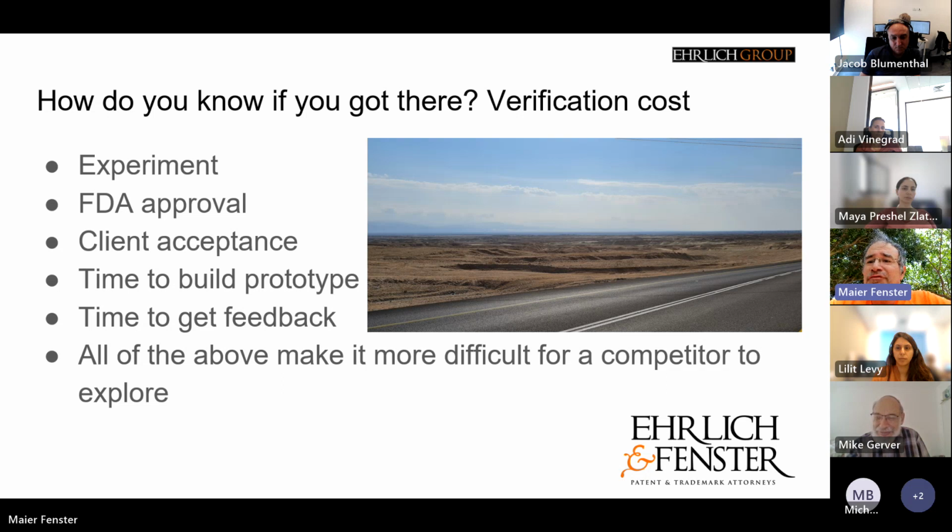How long does it take to get feedback? Let's compare a device for treating pain to a device for preventing Alzheimer's disease. The first one, you get feedback in an hour. The second one, you get feedback somewhere between 1 and 5 years. Obviously, it's much easier to verify a solution with 1 hour feedback than with 5 years. So all of these help define how difficult it will be for the competitor to explore.